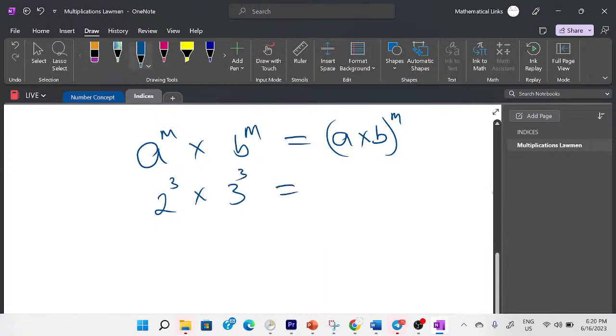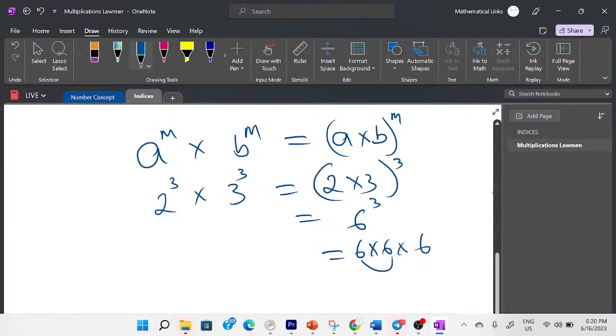So in this case, you can easily say 2 times 3. You multiply the numbers, and then you pick one of the powers. So it will be to the power of 3, and this will be 2 times 3. This will be 6 to the power of 3. So this one tells you to multiply 6 by 6 by 6. So it will be equals to 6 by 6 by 6.